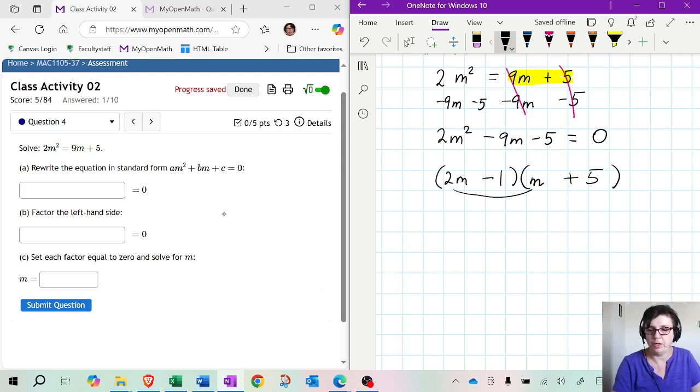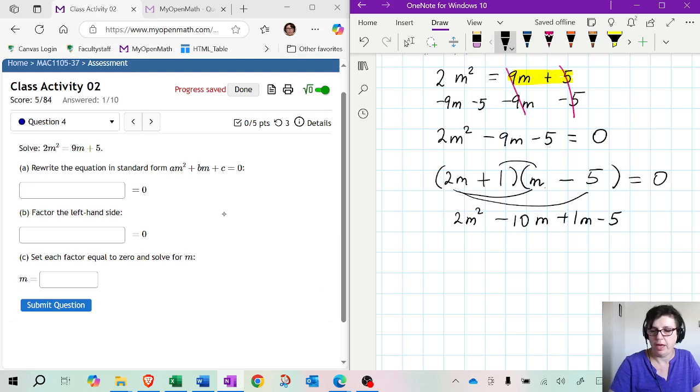So 2m squared works, but then it's going to be plus 10m minus 1m, which is positive 9m, so that doesn't work. Maybe then this is going to be a plus and this is going to be a minus. Would that work? So this is 2m squared minus 10m plus 1m minus 5. Yes, that does work. If you FOIL this, you will see that you get 2m squared minus 10m plus 1m minus 5, and these two terms simplify to negative 9m, so it looks like I got this correct.